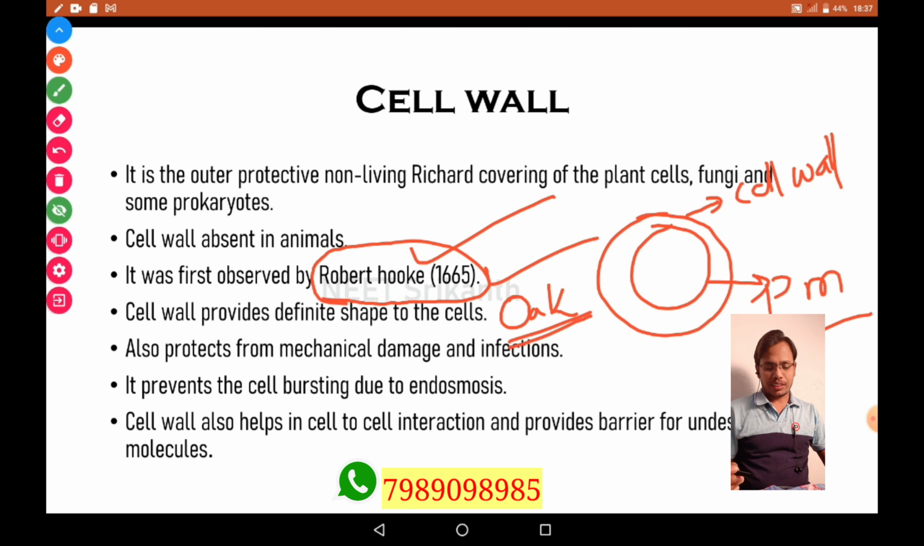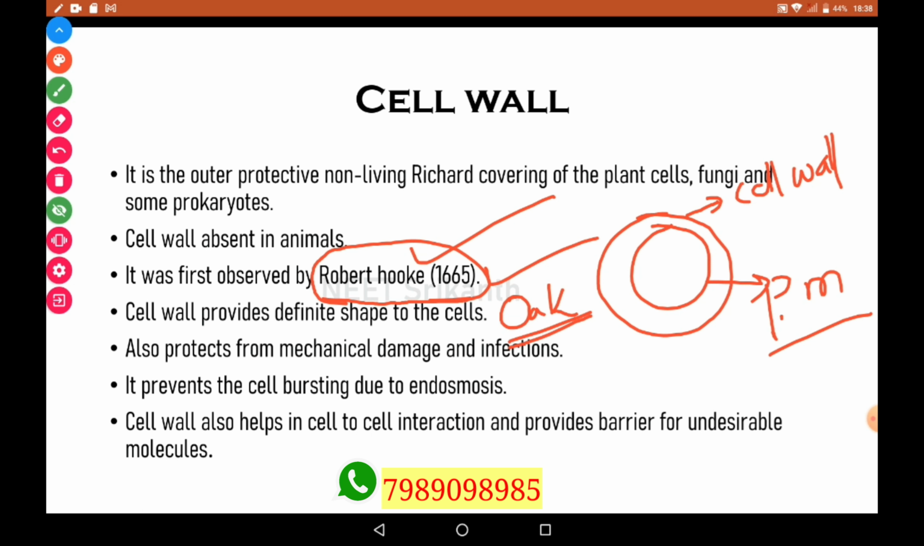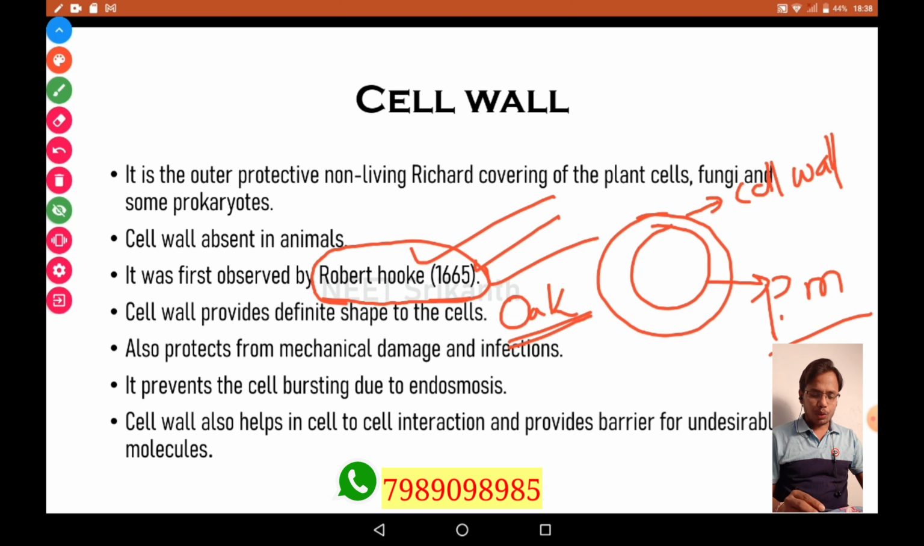Robert Hooke was the first person to observe the cell. Who discovered the cell? The cell was first discovered by Robert Hooke and he also wrote a book. The book name is Micrographia. At the same time, in the year 1665, Robert Hooke observed the cell wall in plant cells. What is that plant name? Plant name is oak. What is the plant name, beta?